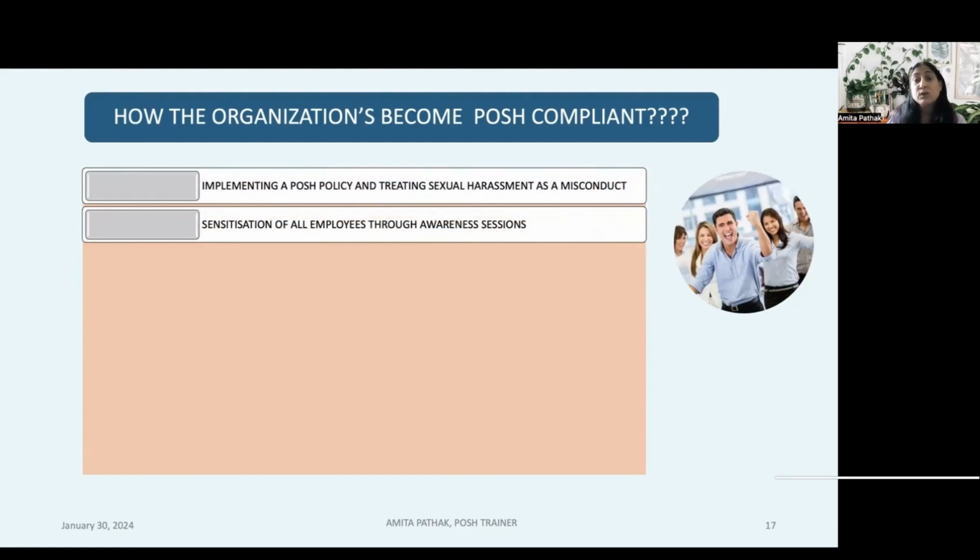Sensitization of all employees through awareness sessions. It is mandatory that at least 2 awareness sessions be held for sensitizing all employees with the POSH guidelines.